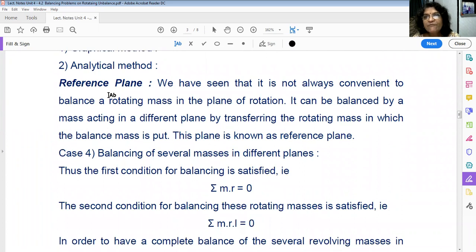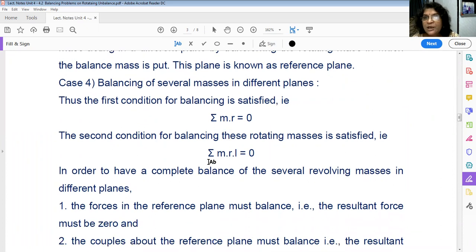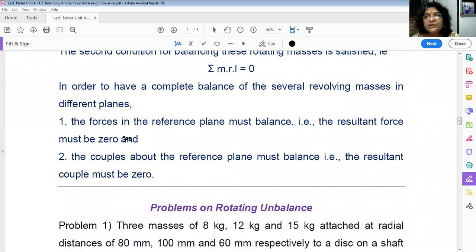With the help of a reference plane, we can shift one mass to the reference plane by fulfilling these two conditions. Summation of m r is equal to 0, that means summation of forces is equal to 0. And second is summation of couples is equal to 0, that is summation of m into r into L is equal to 0. Here omega square we have dropped because omega square is common in all the terms. So these are the two conditions: summation of forces is equal to 0, and summation of couples is equal to 0 about the reference plane. Like this, we can take reference plane at any cross section of the shaft.